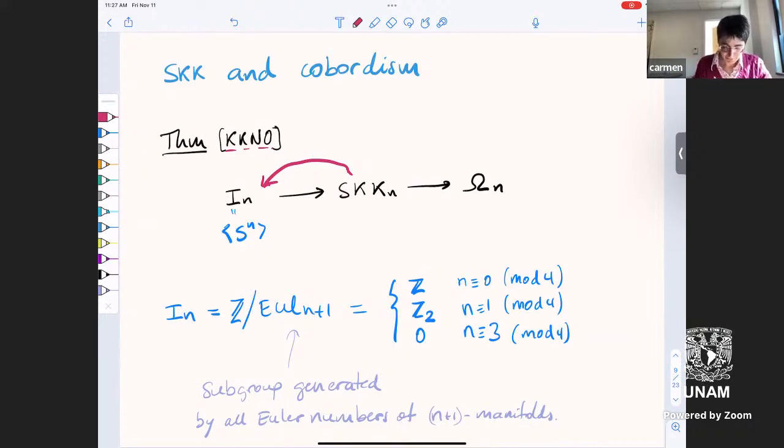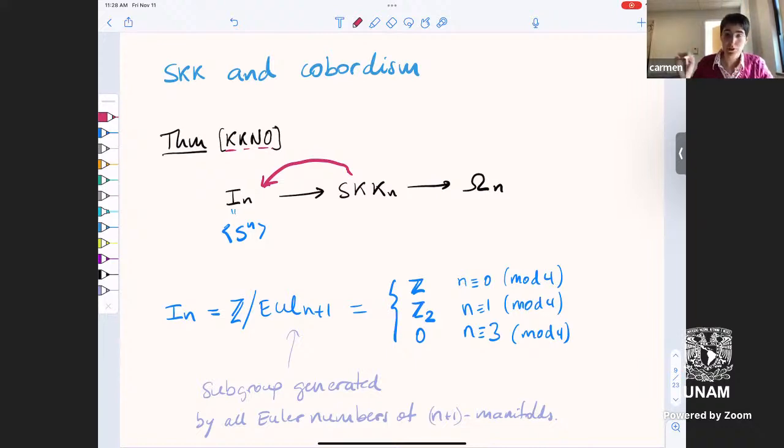The kernel then has to be generated by spheres, which obviously go to zero when you do both morphisms. When you go to the cobordism, spheres are going to go to zero. One can interpret this kernel as the integers quotiented by the subgroup generated by all Euler numbers of n+1 dimensional manifolds.